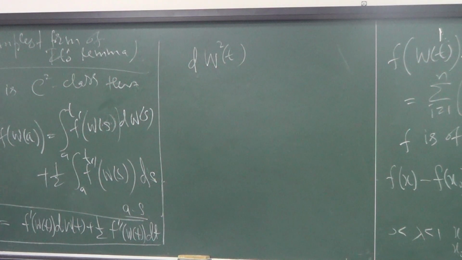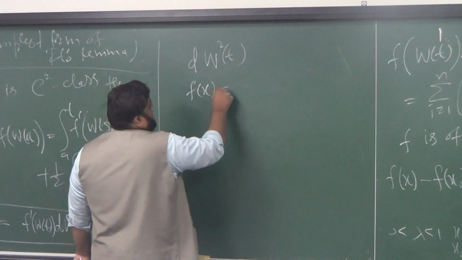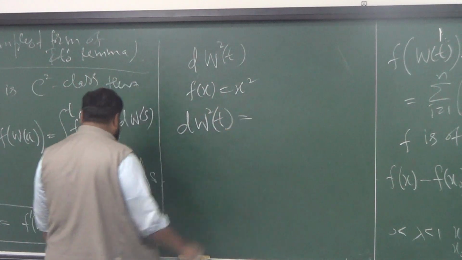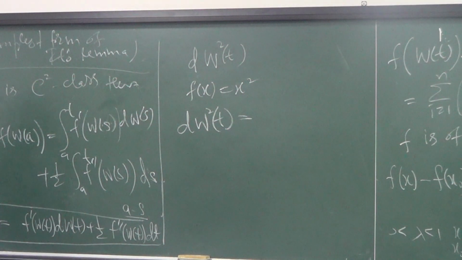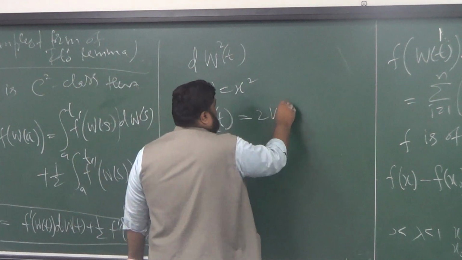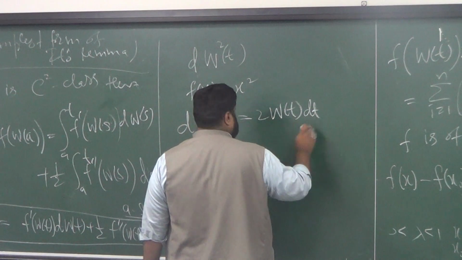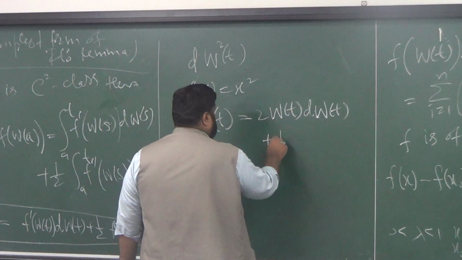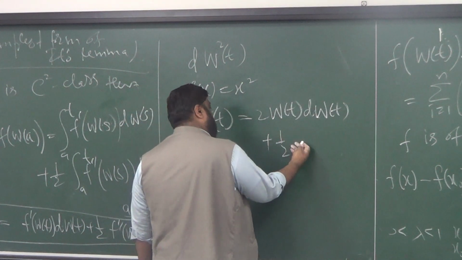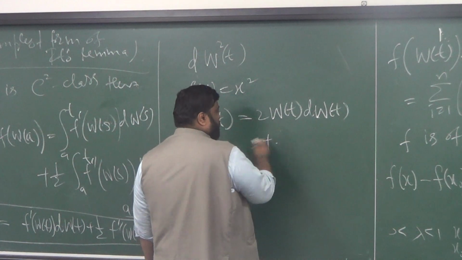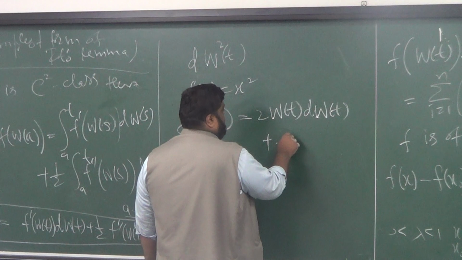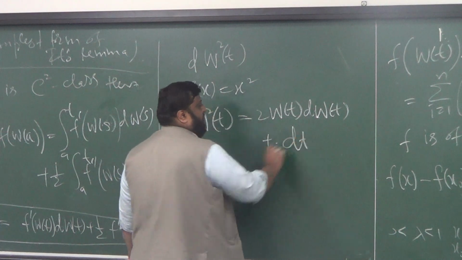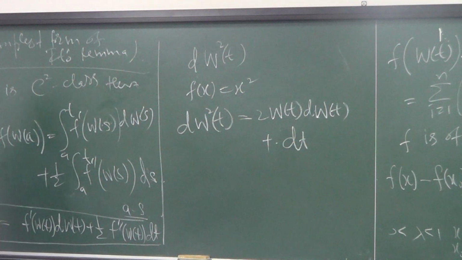You just have to think that my function here is x squared. So the differential of the square of the Brownian motion is really F prime, which is going to be 2 w of t dw of t, plus 1/2 times 2. F double prime is 2, so the 2s cancel and you get simply dt. Are you getting the point?